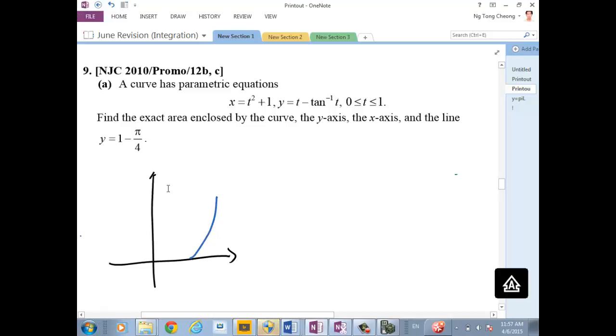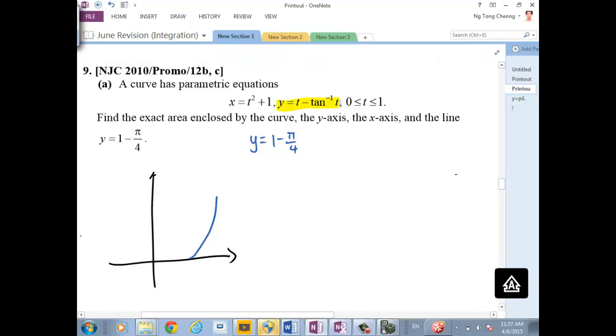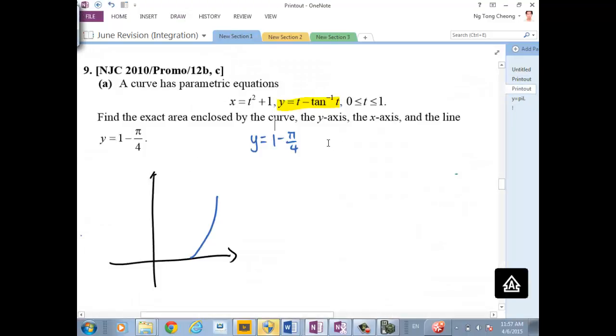Now what I want to do is locate where my line y equals 1 minus power 4 is. I will compare this with the equation of my y here, and see what value of t I substitute in that gives me y equals 1 minus power 4. One choice you will make is t equals 1, right? So when my t equals 1, my y is equal to 1 minus power 4.